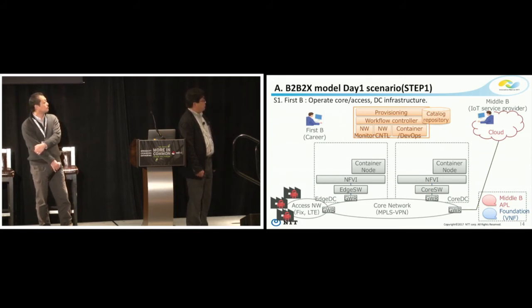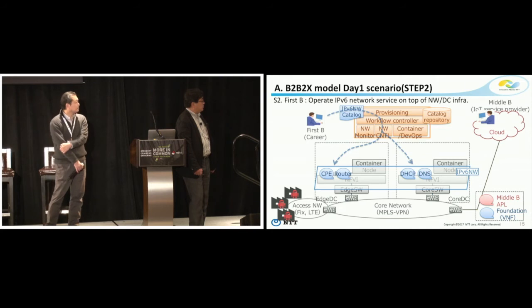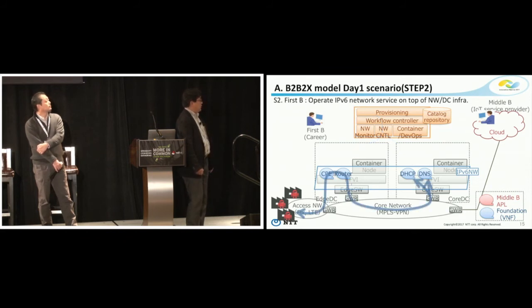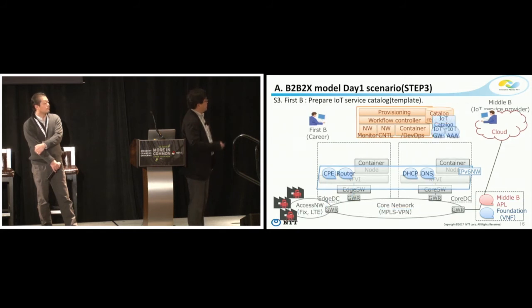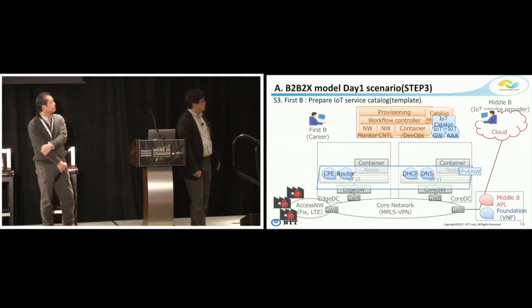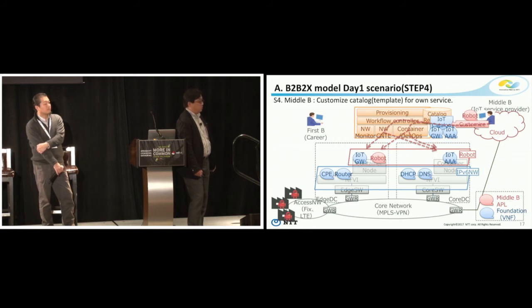Within the data center, we have NFVI and container nodes. And utilizing the IPv6 network catalog, we can construct CPE, V6 routers, DHCP servers and DNS, so that basic IPv6 communication is established. Then we prepare an IoT service catalog for middleware partners, the IoT service providers. The middleware partner only has to prepare a robot control application and customize catalogs. And after that, our controller installs the IoT service plan on top of our infrastructures.